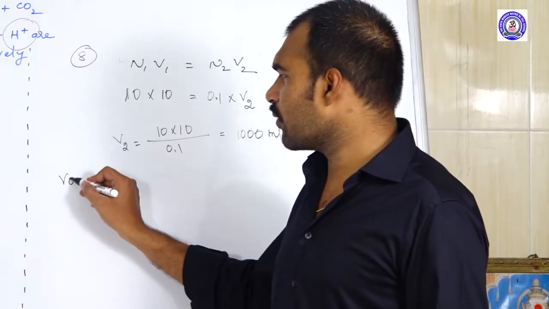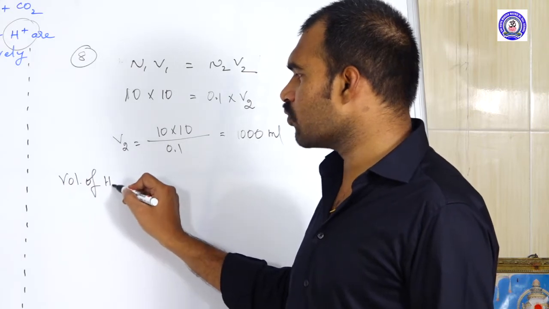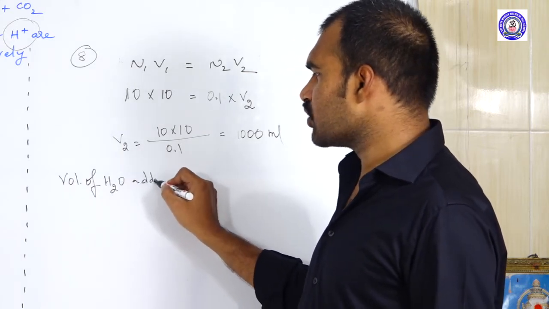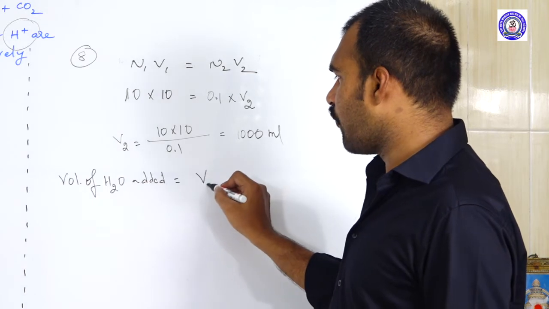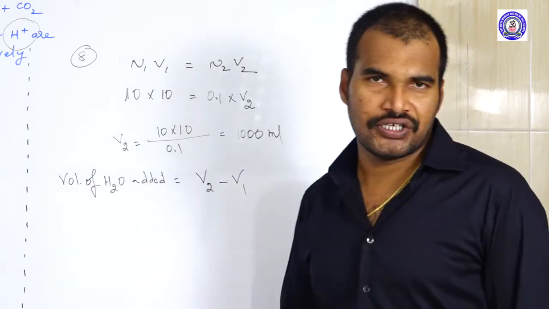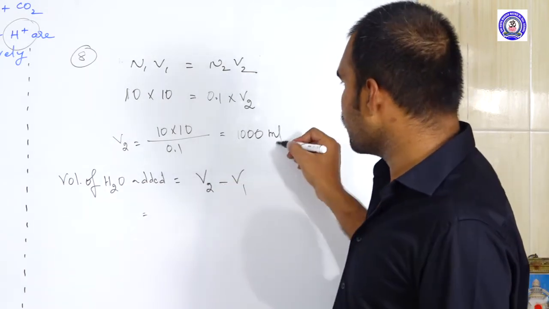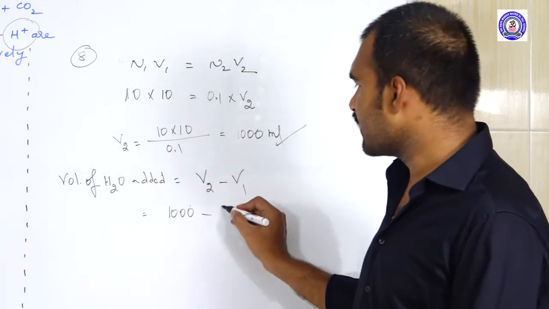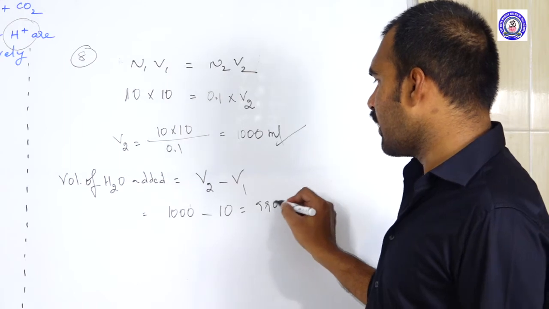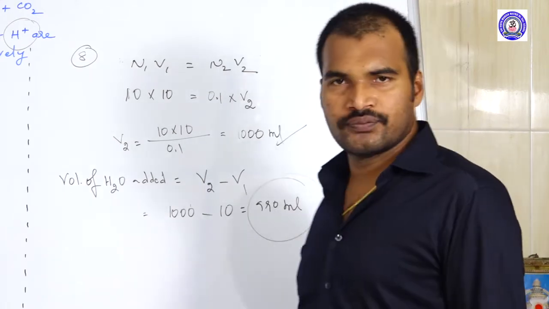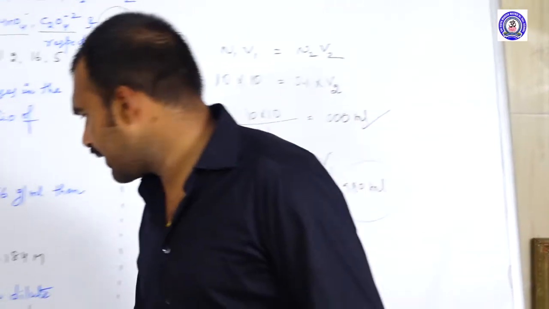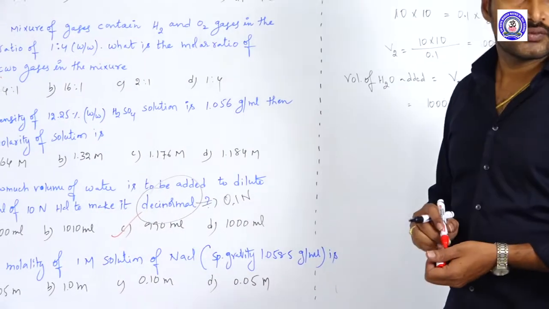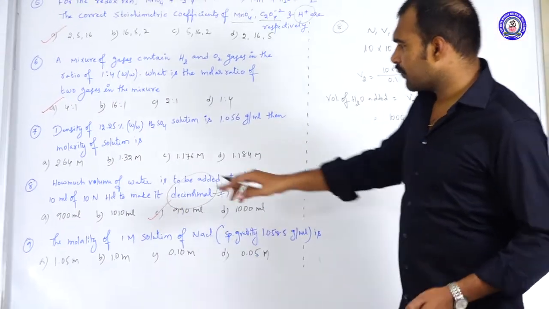So what is the formula for volume of H2O added? Volume of H2O added is equal to final volume minus initial volume. So what is the final volume we calculated? 1000. So 1000 minus what is the initial volume? 10 ml. That is equal to 990 ml. So 990 ml, third option. Okay. Next, let us move to the next question.